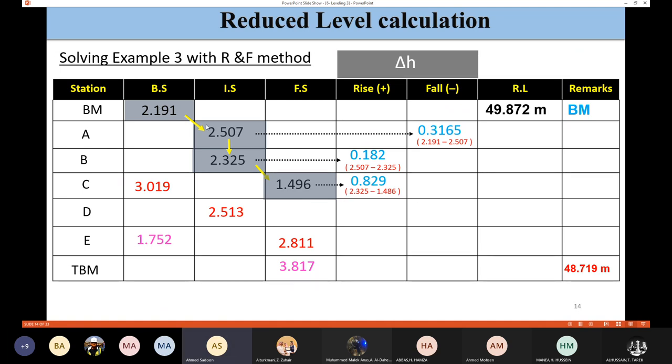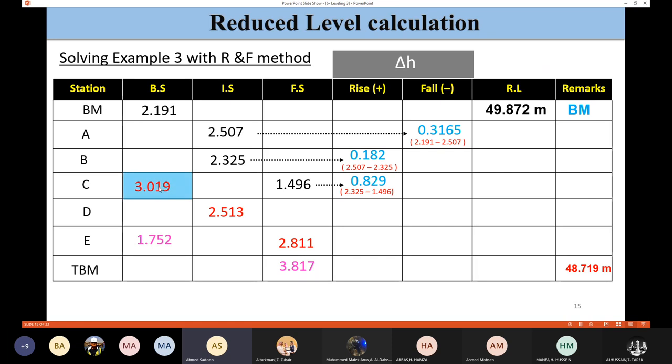Now I finish from the first position. Then I'm going to move to the new position. In the new position, I'm going to start with the back side. So now I need to determine the difference between the point D and the point C. It's going to be the back side of point C minus the intermediate side of the point D. This value minus that value, and I'm going to put it as a rise because it's positive.